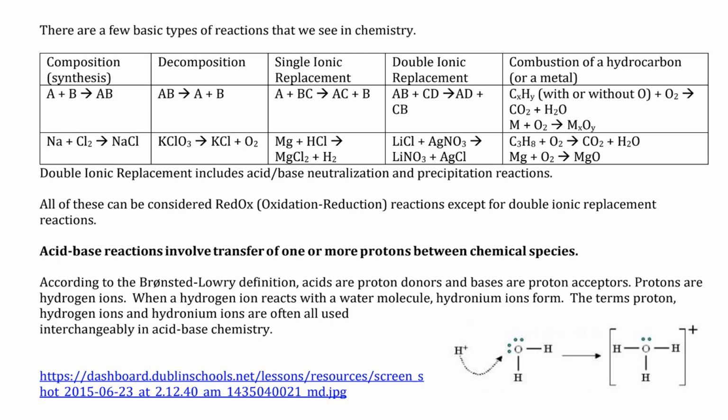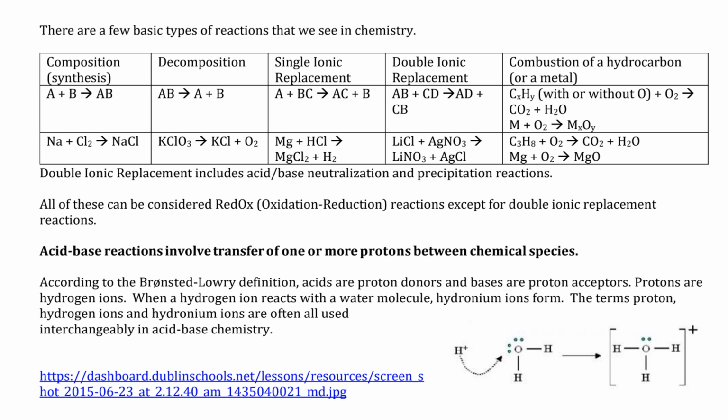So there are different types of basic reactions that we see in chemistry. Composition or synthesis: A plus B produces AB. Combination, composition, synthesis. Decomposition: AB breaks down to A plus B. Single ionic replacement: one more reactive element comes and kicks off another element, takes its place. Double ionic replacement: two species switch places. I'm saying the nice version of this.